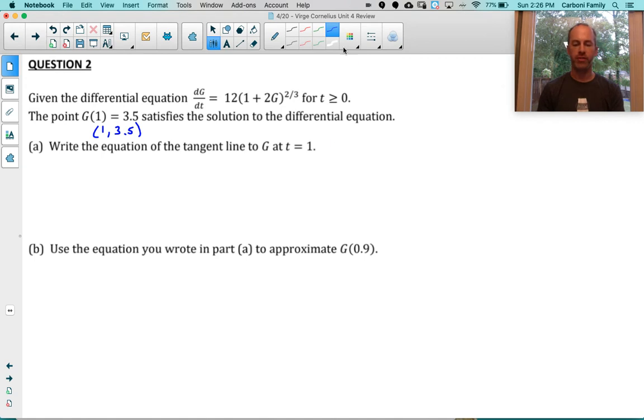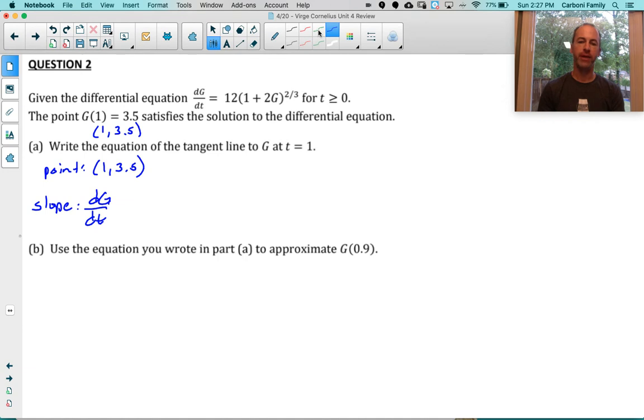Write the equation of the line tangent. The instant you see that, you should think point and slope. Okay, the point was explicitly given to you, 1 and 3.5. My slope is going to be the value of the derivative, which they gave you, dg/dt, at the point (1, 3.5).